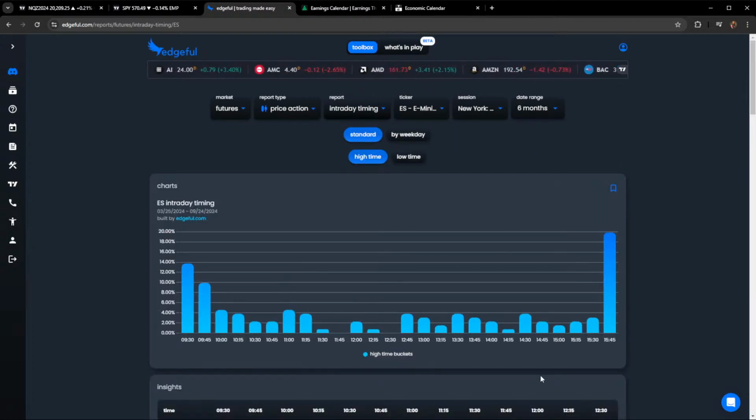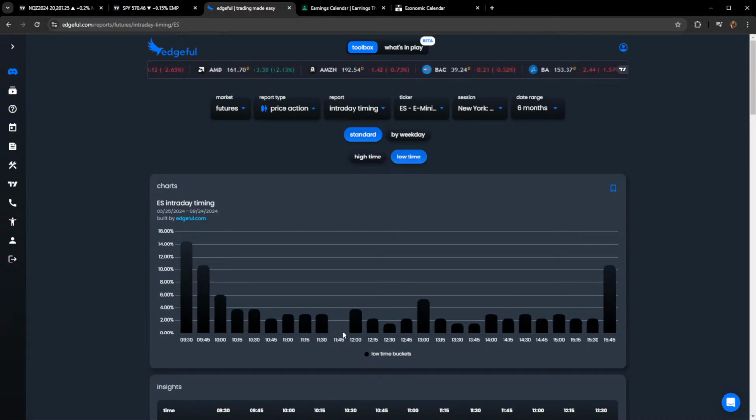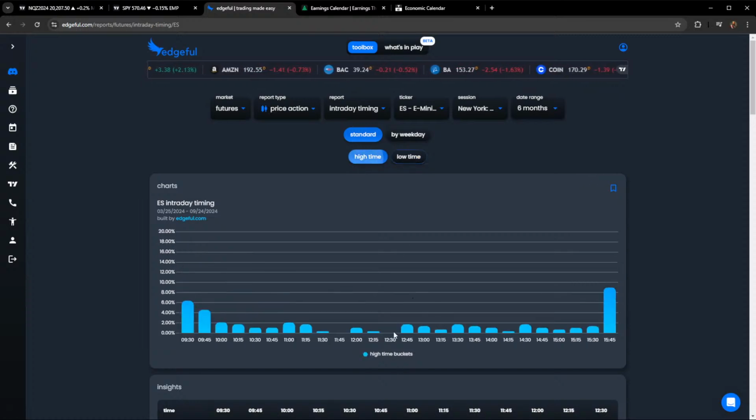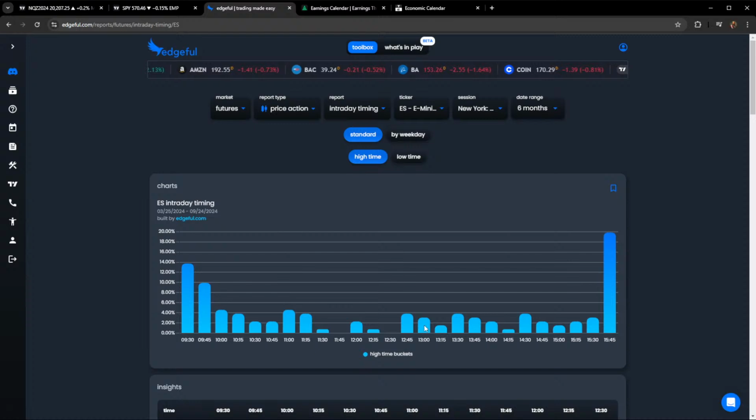I posted a tweet on this the other day. Look what time we're at during the day right now. Rarely do we make new highs or lows during this time of day. Low time kicks up a little bit at 1 o'clock, 12:45. We're not anywhere near highs or lows on Qs, but on ES we are.